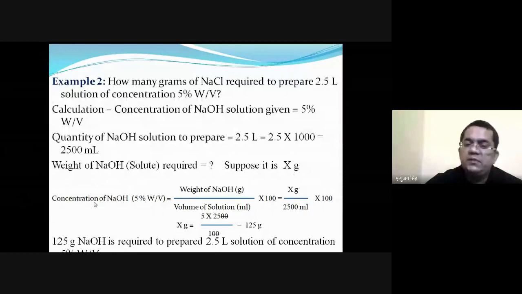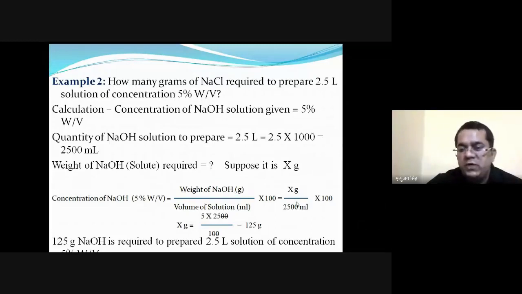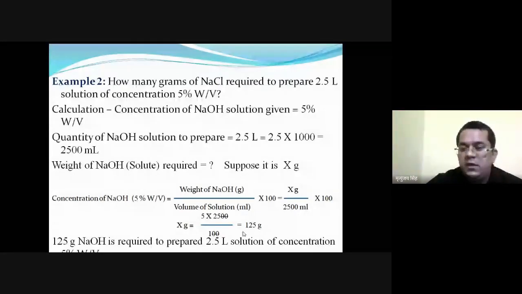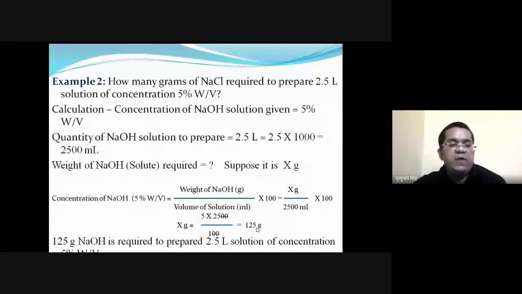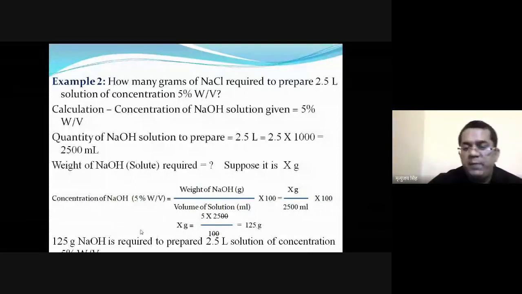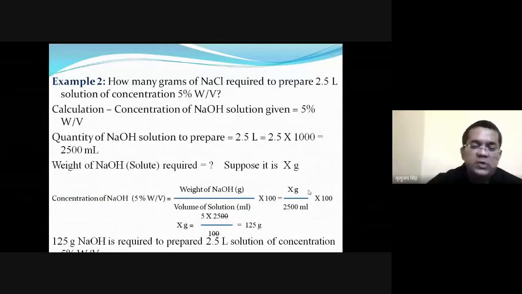Just put these values in the formula. Concentration of NaOH 5% weight by volume. Weight of NaOH in gram, volume of solution in ml, multiplied by 100. Suppose weight of solute is X gram. Volume of solution is 2500 ml into 100. Then from here you calculate X, which is 125 gram. Means 125 gram NaOH is required to prepare 2.5 liter solution of concentration 5% weight by volume.